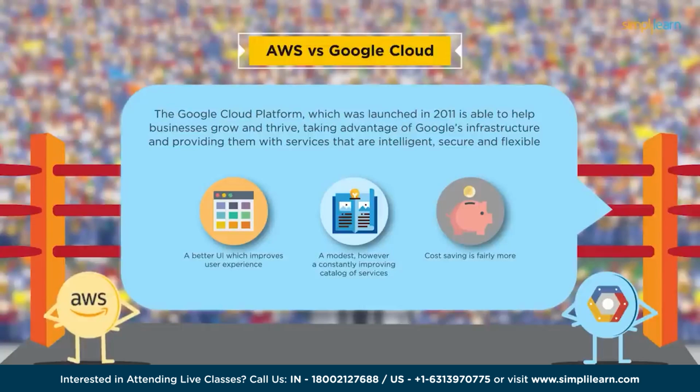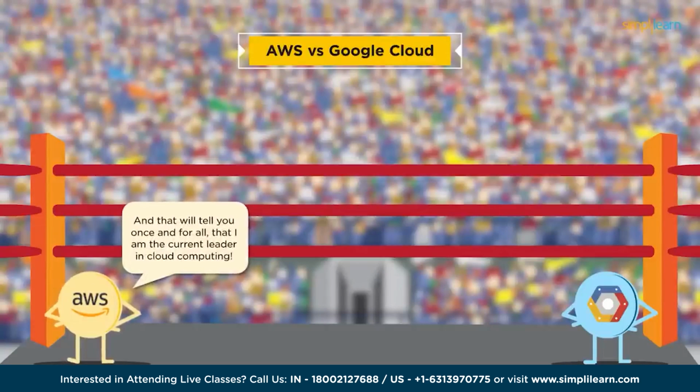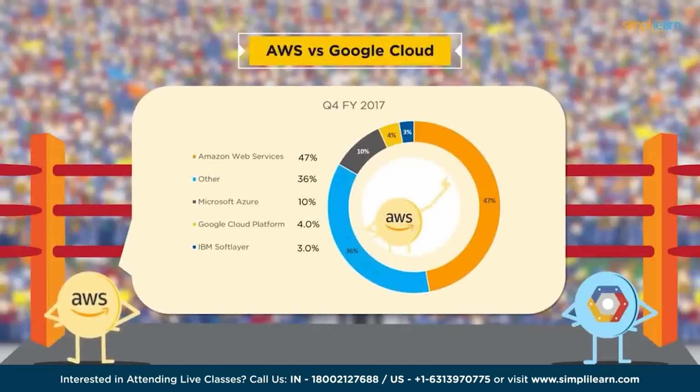Now what do you have to say on that? I'm so glad you asked. Let's look at present day. In fact, let's look at the cloud market share of the fourth quarter of 2017. This will tell you once and for all that AWS is the leader when it comes to cloud computing. Amazon Web Services contributes 47% of the market share. Others like Rackspace or Verizon Cloud contribute 36%, Microsoft Azure contributes 10%, the Google Cloud Platform contributes 4%, and IBM Software contributes 3%. 47% of the market share is contributed by AWS. Do you need me to convince you any more?